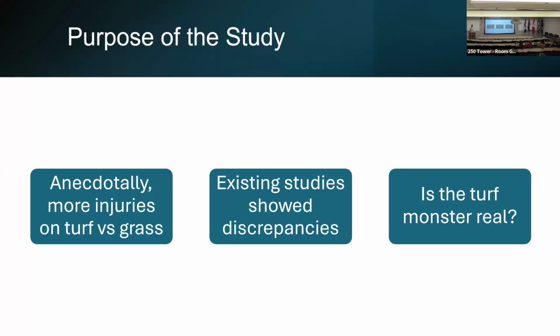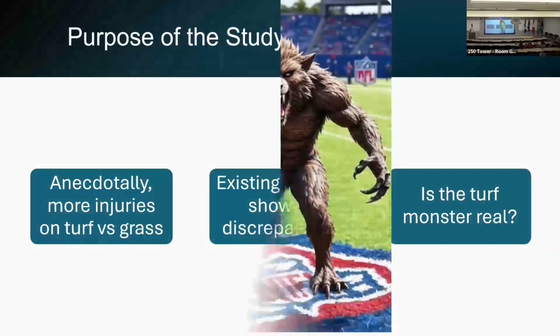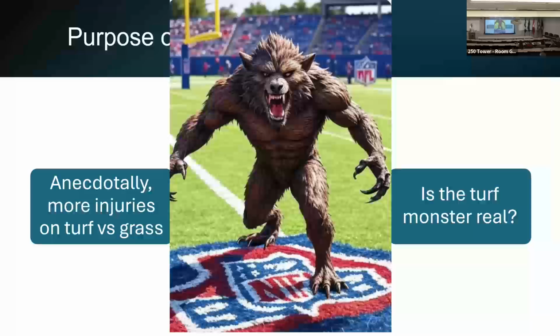So they hypothesized that lower extremity injuries requiring surgical intervention would occur at a higher rate on artificial turf versus natural grass, and they wanted to use this study to quantify the rates of those injuries. Sometimes if you see a player running free on a field and they trip and fall, they're said to be caught by the turf monster. So summarizing their hypothesis: is the turf monster real?